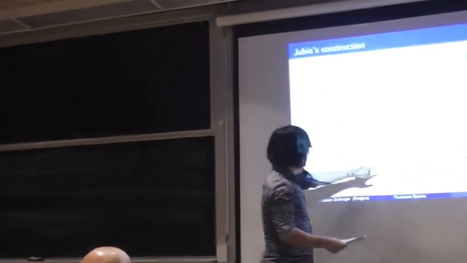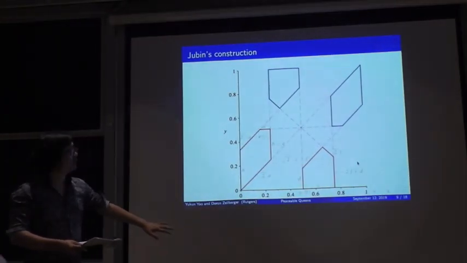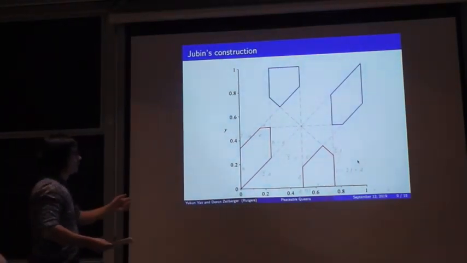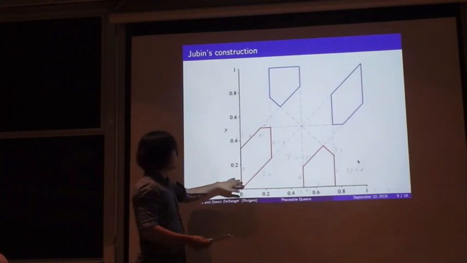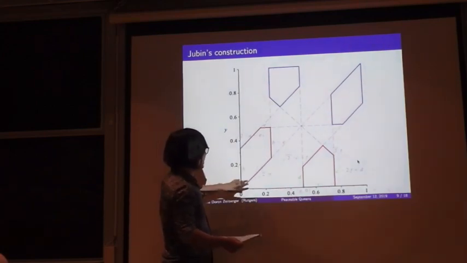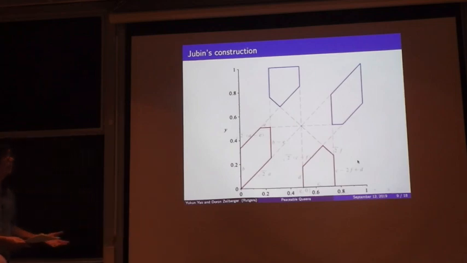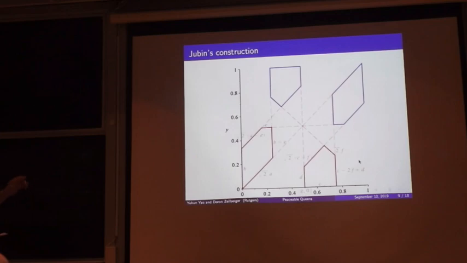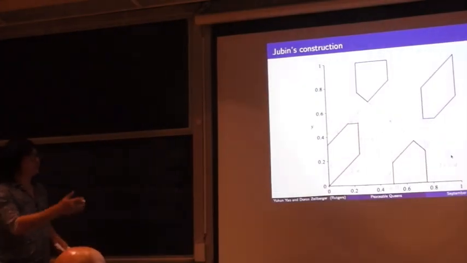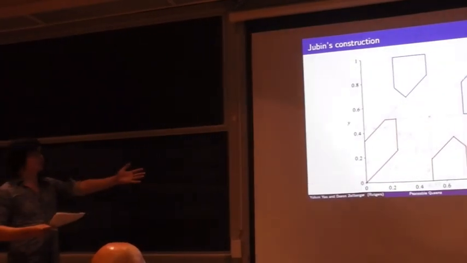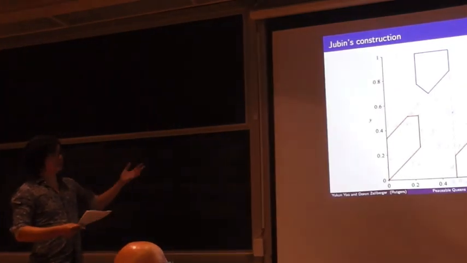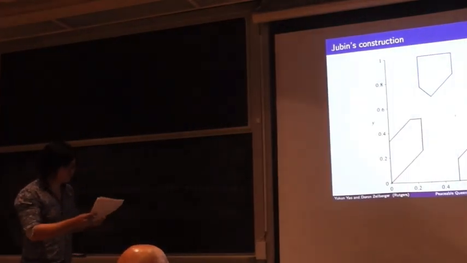shapes like this. There are two pentagons, and then we can just use letters for the side length. Then we want to determine the side length. And it turns out that the side length is exactly the same as Jubin's construction. So it means if we have two pentagons like this, Jubin's is the optimal case.